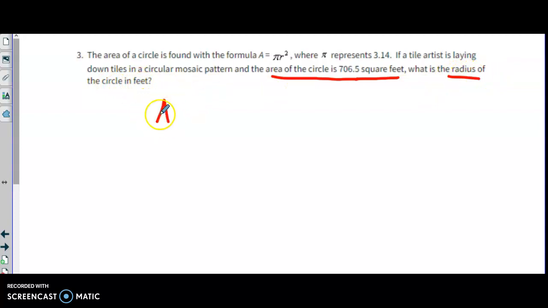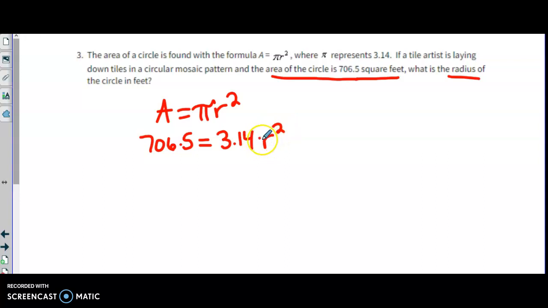All right, so let's write down our formula. Area equals pi times radius squared. It tells us the area is 706.5, so I'm going to plug that in for the letter A. 706.5 is my area. It tells us to use 3.14 for pi, so I'm going to plug that in for pi. And then I'm timesing that by the radius squared. Now, if I just use a dot and put radius squared, that might get a little ugly with other decimals there, so I'm going to go ahead and put it in parentheses.